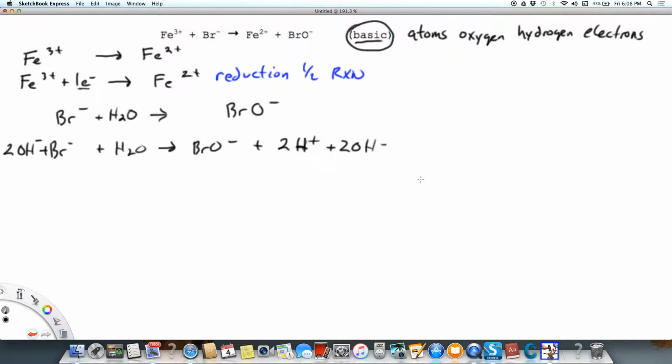All right, so let's clean up this reaction a little bit. I've got here 2OH minus plus bromide plus water produces hypobromite. And I'm going to combine these into 2 water molecules because those would react to neutralize each other. And now you can see that I've got water molecules on each side, and so I can algebraically eliminate one on the left and one on the right.